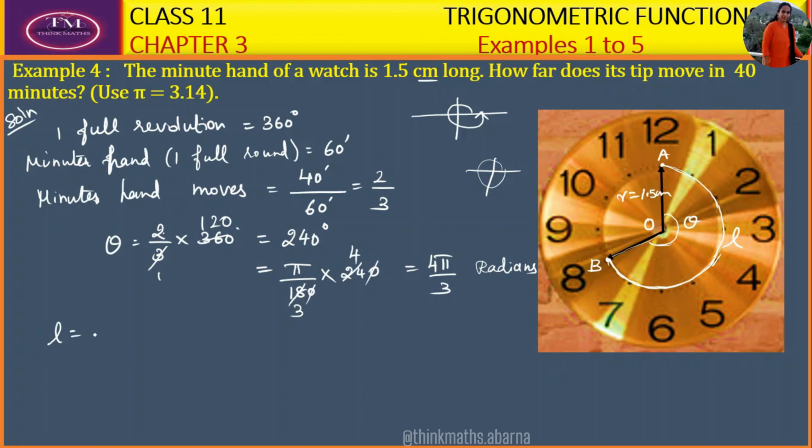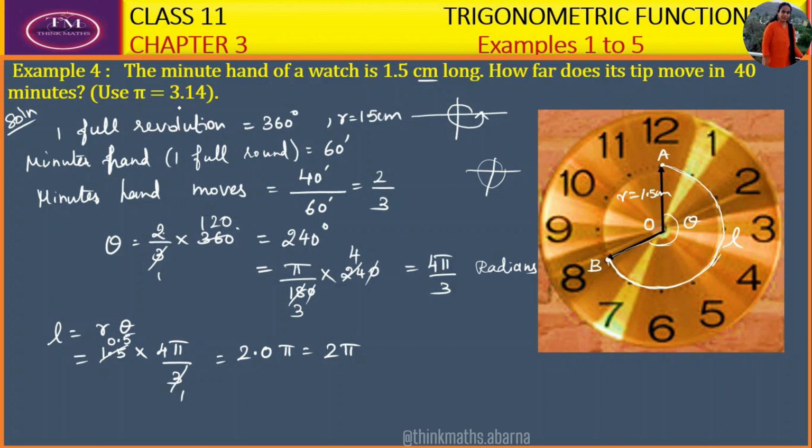What we know? L is equal to r theta. What is r? Here radius is nothing but the length of the minute hand. So r is equal to 1.5 centimeter. So 1.5 into theta, and theta is 4 pi divided by 3. Here 1.5 and 3 are divisible by 3. 1 3s are 3, this is 0.5. 0.5 into 4, 5 fours are 20. So the decimal is before one number, so it is 2.0 into pi, that is 2 pi.